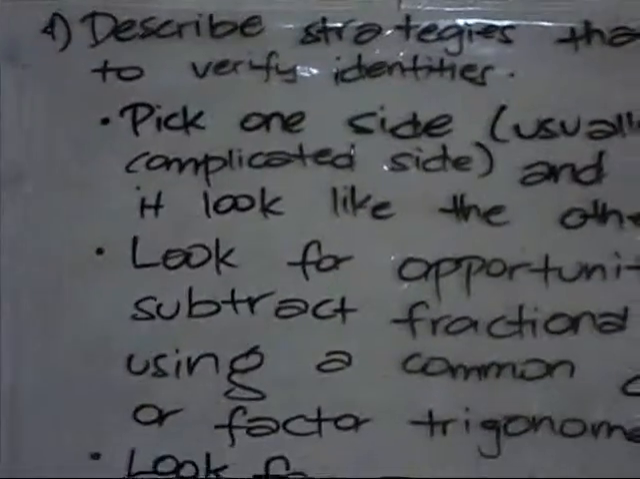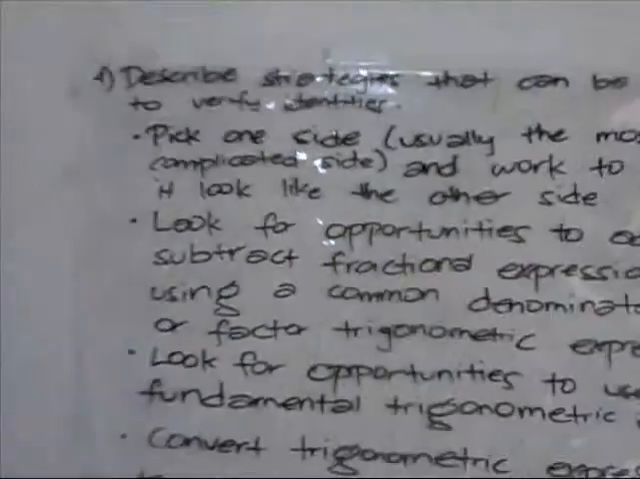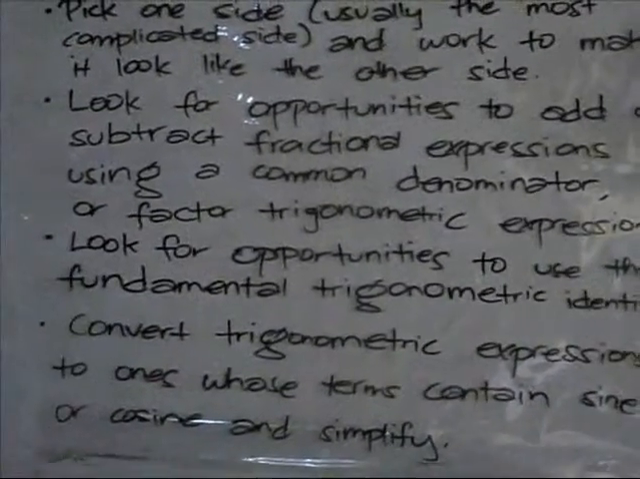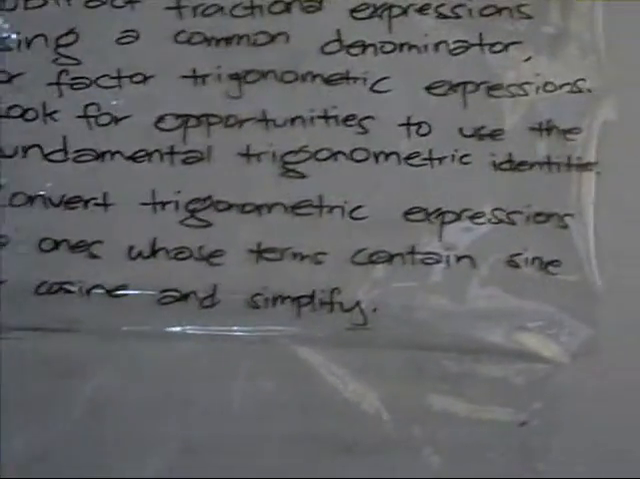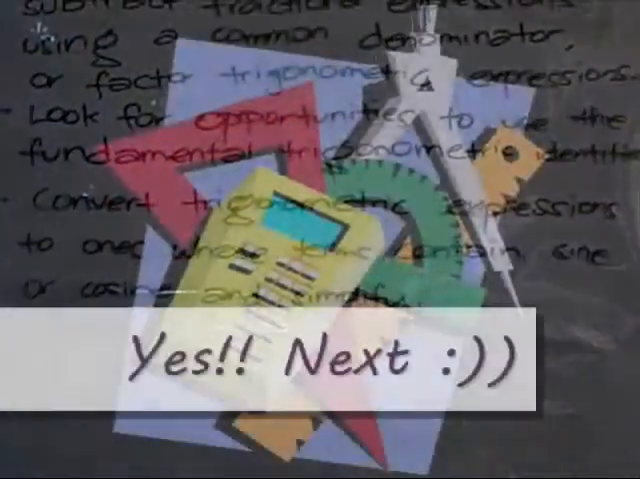Describe strategies that can be used to verify identities. Pick one side, usually the most complicated side, and work to make it look like the other. Look for opportunities to add or subtract fractional expressions using a common denominator or factor trigonometric expressions. Look for opportunities to use the fundamental trigonometric identities. Convert trigonometric expressions to ones whose terms contain sine or cosine and simplify.